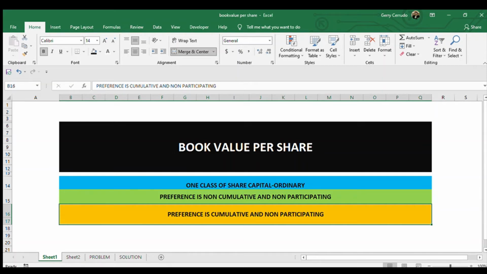This is another version of our online lesson, and we have a topic for today as requested: book value per share.